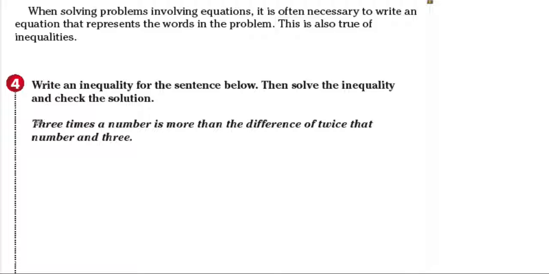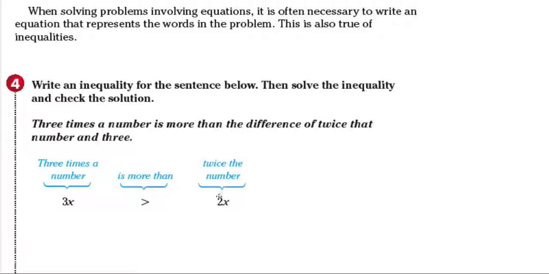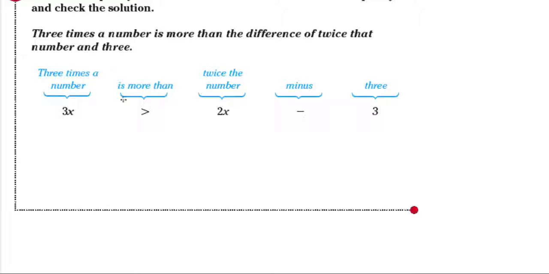So let's look at this. 3 times the number will be multiplication, is no more than will be your inequality. Difference will involve subtraction, of twice that number and 3. And this is how it's going to look like. 3 times the number would be 3x. Is no more than will be greater than. Sorry, it's not no more than. Is more than will be greater than. Twice the number, which is 2x. The difference would be subtraction or minus 3. So your inequality would be 3x greater than 2x minus 3.